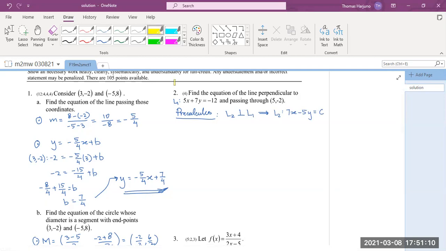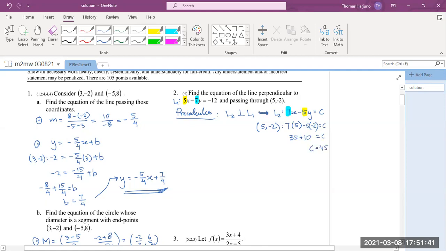You swap the coefficients, so the coefficient of x becomes the coefficient of y and vice versa, and then you change one of the signs. Then you plug in the coordinate. In this case, because line 2 passes through 5, negative 2, I plug that coordinate in to find the constant c. That's 35 plus 10 equals c, so c is 45. Therefore, the equation of line 2, which is perpendicular to line 1, is 7x minus 5y equals 45.